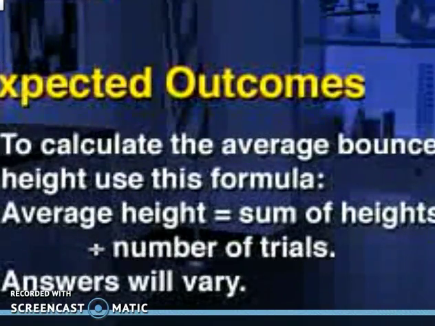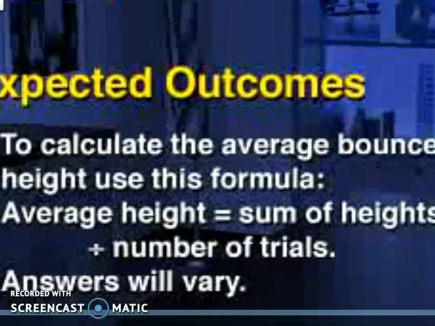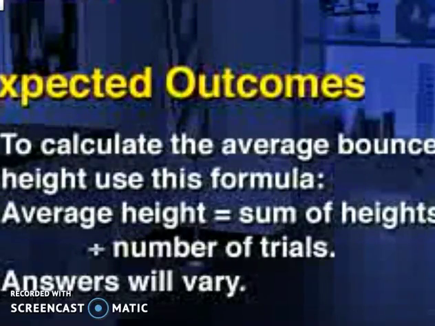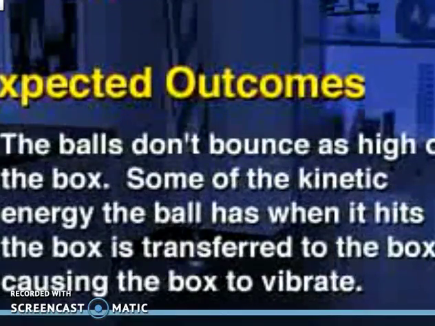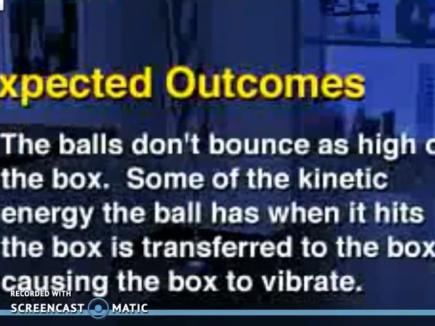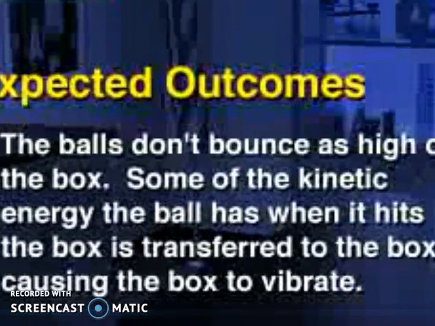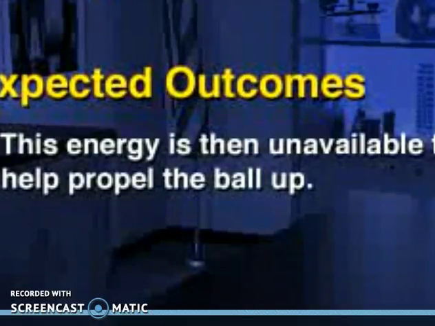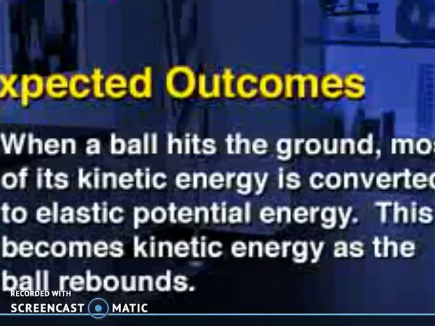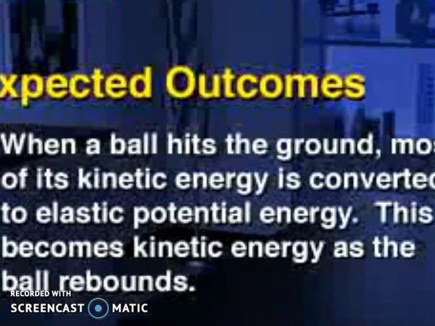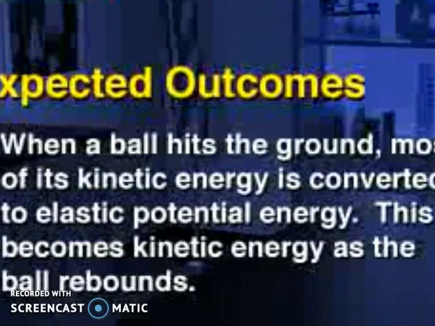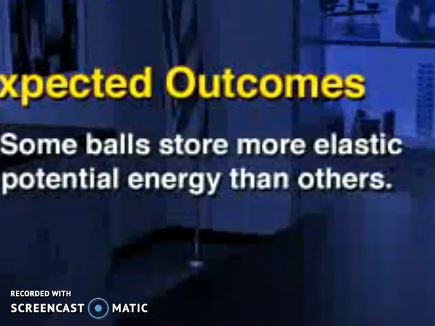3. To calculate the average bounce height, use this formula. Average height equals sum of heights divided by number of trials. Answers will vary. 4. The balls don't bounce as high on the box. Some of the kinetic energy the ball has when it hits the box is transferred to the box, causing the box to vibrate. This energy is then unavailable to help propel the ball up. And 5. When a ball hits the ground, most of its kinetic energy is converted to elastic potential energy. This becomes kinetic energy as the ball rebounds. Some balls store more elastic potential energy than others.